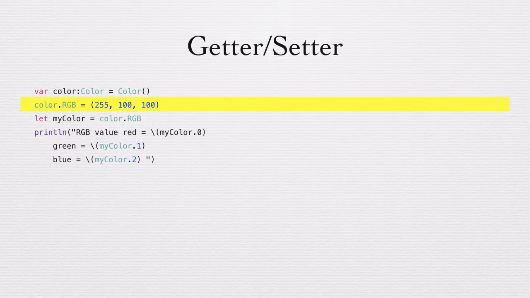The value assigned is a tuple. Note that in the body of the setter function, this tuple will receive an implicit name newValue. The assignment results in setting the three component variables within the color structure.